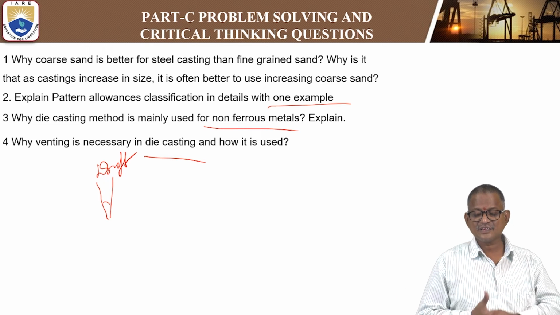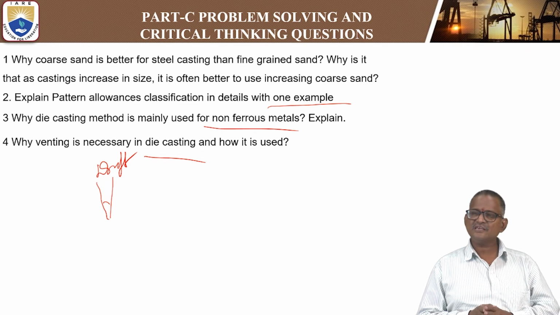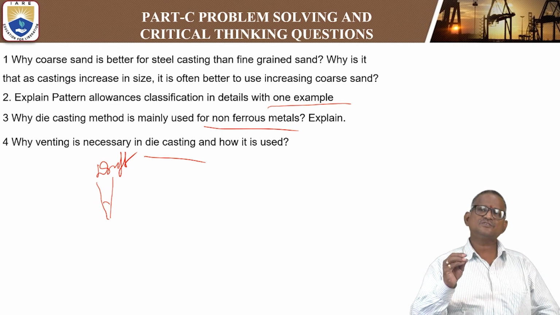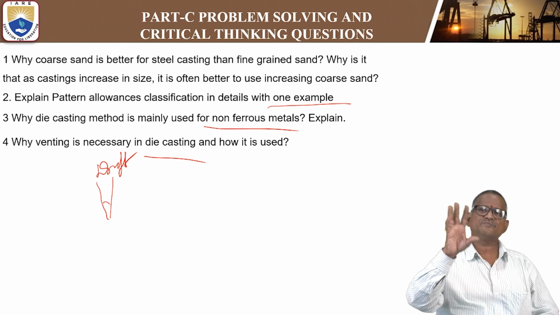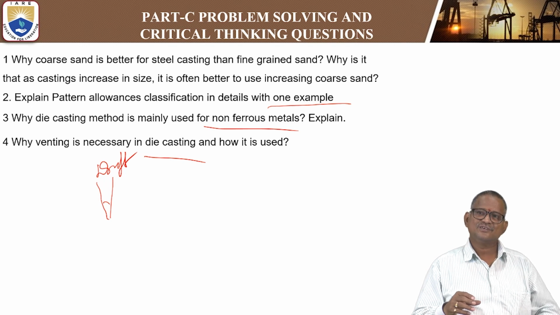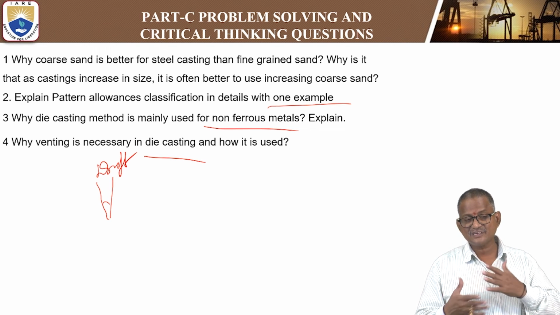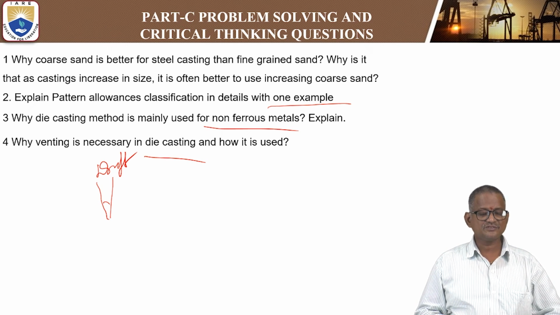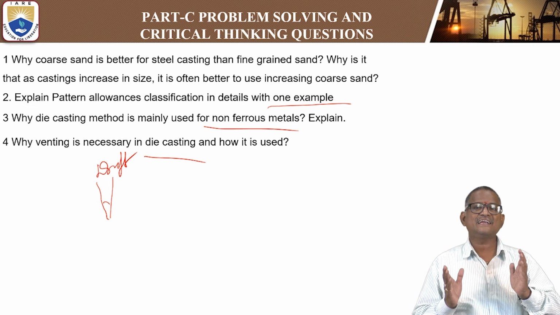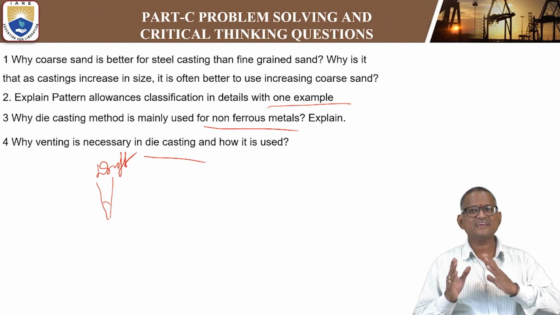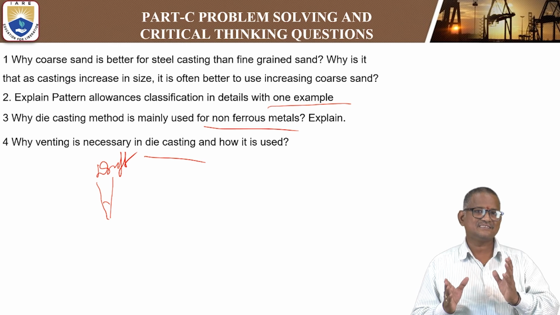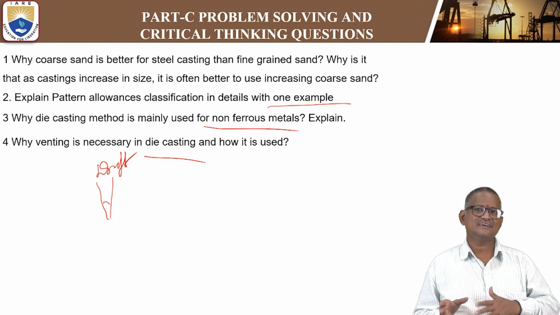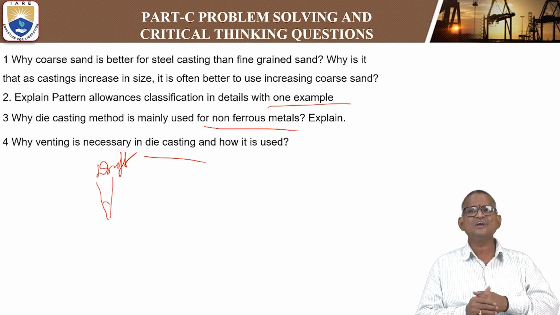Critical thinking questions are also asked in university examinations. In the semester examination pattern, at least 20% of the questions come from critical thinking questions. Immediately the student finds it difficult to understand the pattern of those questions. So like that you can see the first question itself: why is coarse sand better for steel casting than fine grain sand? Why is it that as castings increase in size, it is often better to use coarse sand?